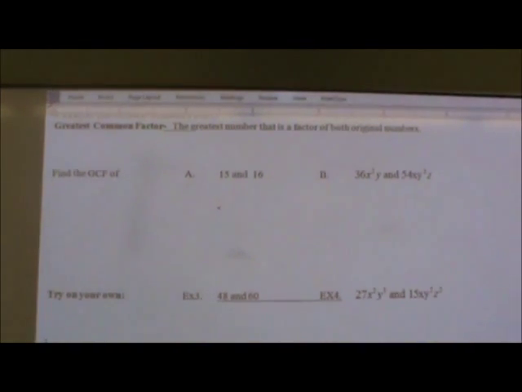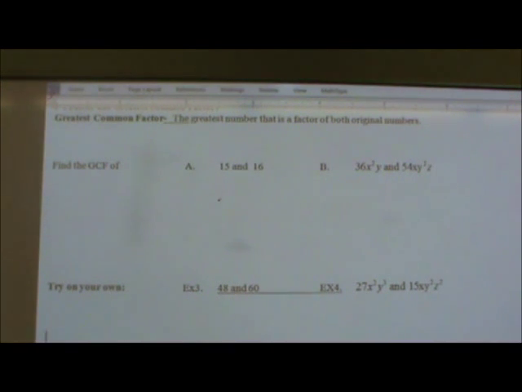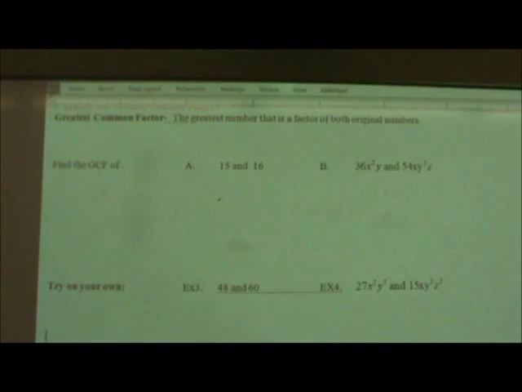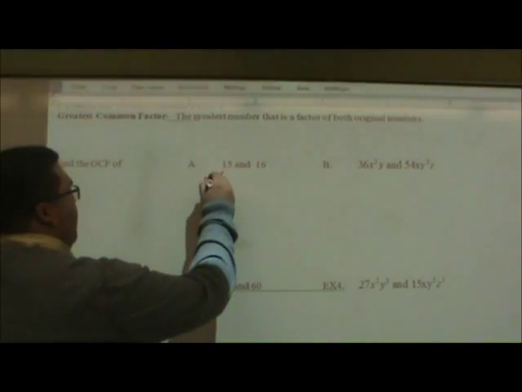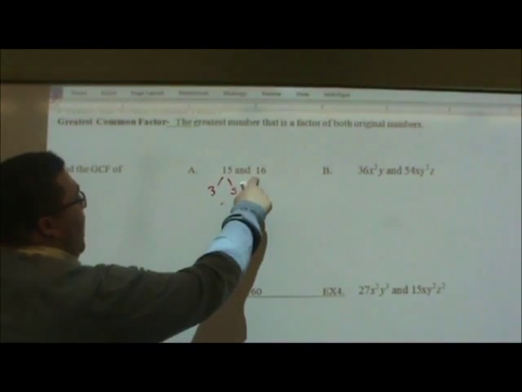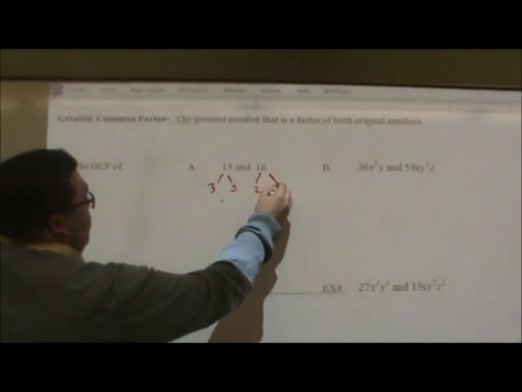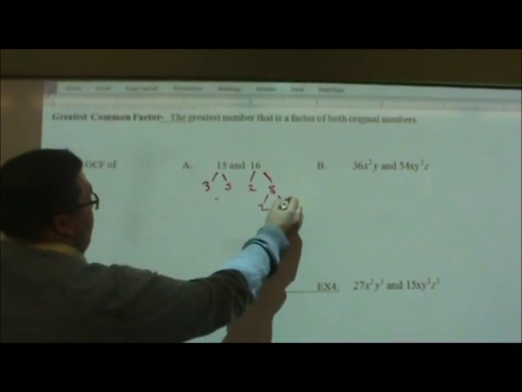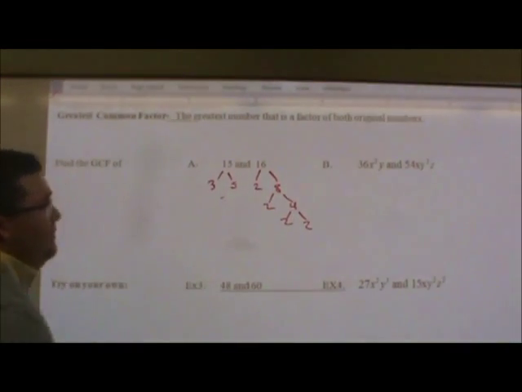Alright, so the last thing on the notes for tonight is the greatest common factor. The greatest common factor is the greatest number that is a factor of both original numbers. To find the GCF, most people like to apply the prime factorization that we dealt with earlier. So, for letter A, we start with doing the prime factorization of 15, 3 and 5. We can do the prime factorization of 16, 2 and 8, 2 and 4, 2 and 2.